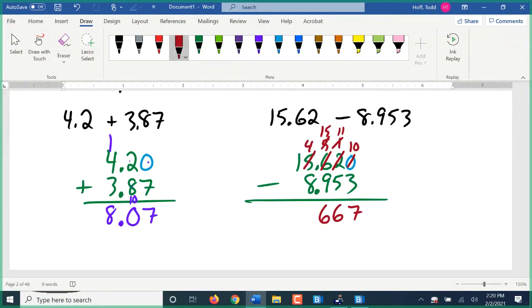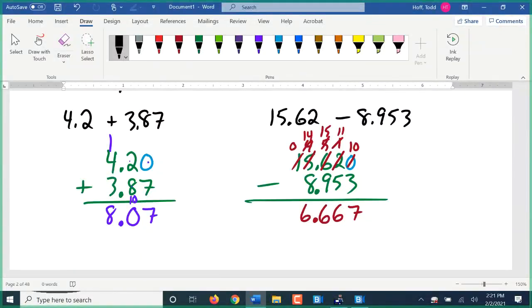Notice the decimal point did not affect our borrowing in any way. The only thing it affects is that now we're at the decimal point, before we can cross it, we have to bring it straight down. 4 minus 8 can't be done, so we borrow, that's 0, this is 14. 14 minus 8 is 6. So that is 6.667.